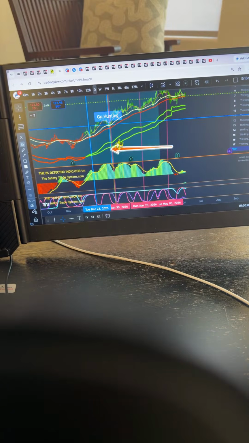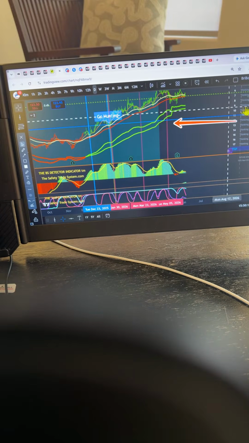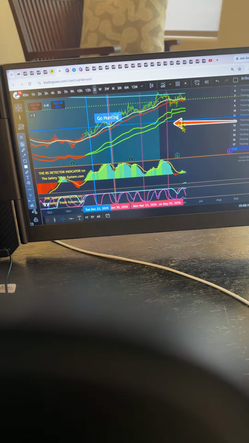Here's your daily though. Daily go hunting. It did call it correctly. Red, first time it dipped. Blue high, pink low. Yeah, perfection. And there it is. Oh my God.